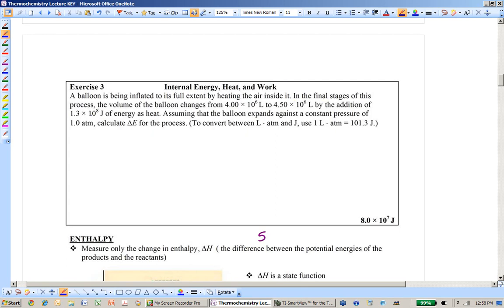In the final stages of this process, the volume of the balloon changes from this smaller value to this larger value. So therefore, delta V is going to be a positive number of 0.50 times 10 to the 6th. I did that final minus initial subtraction in my head, and that was liters, by the addition of this much energy as heat. So what does that mean? That means that Q is equal to 1.3 times 10 to the 8th joules.